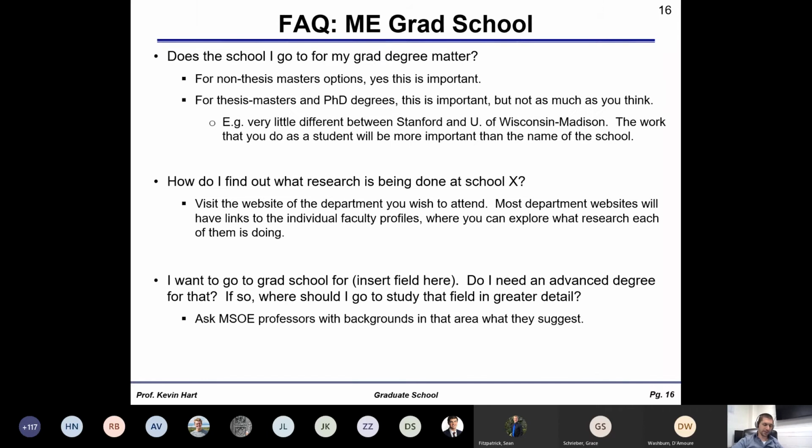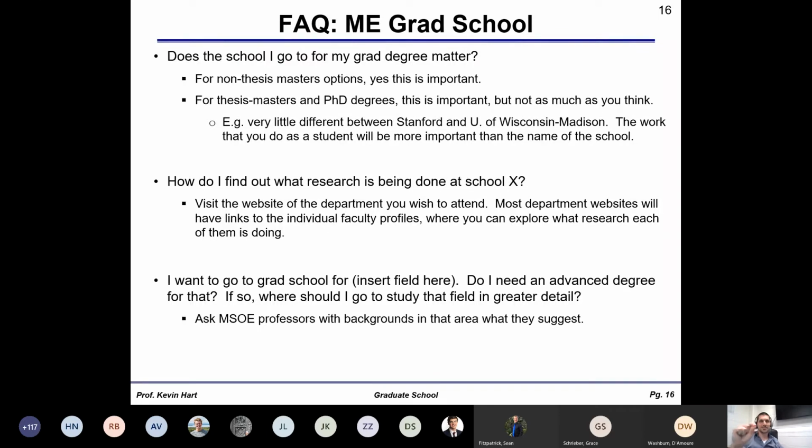So here we get into some of the frequently asked questions, which I'll address now. Does the school I go to for my grad degree matter? This one I get all the time. For non-thesis master's options, yes, this is important, because the only thing associated with your master's degree are the classes that you take in the institution that you went to. A degree from Podunk Tech master's degree is going to be a lot less powerful than a non-thesis master's degree from MIT. Okay, it's just the way that it is.